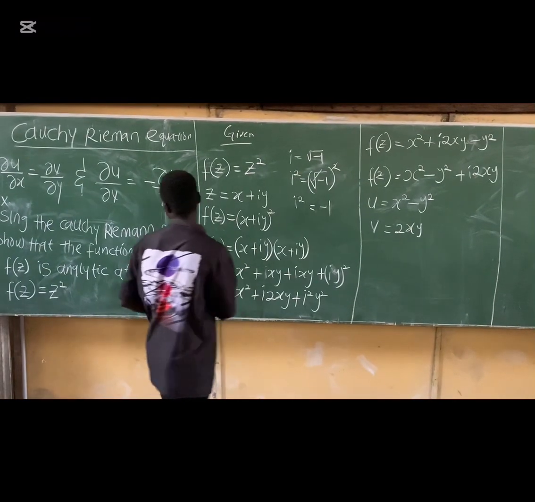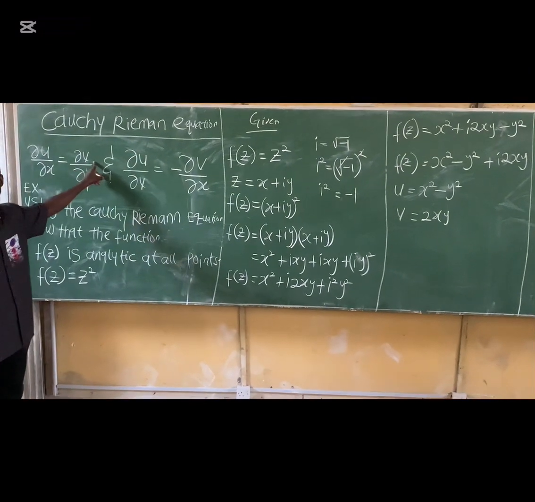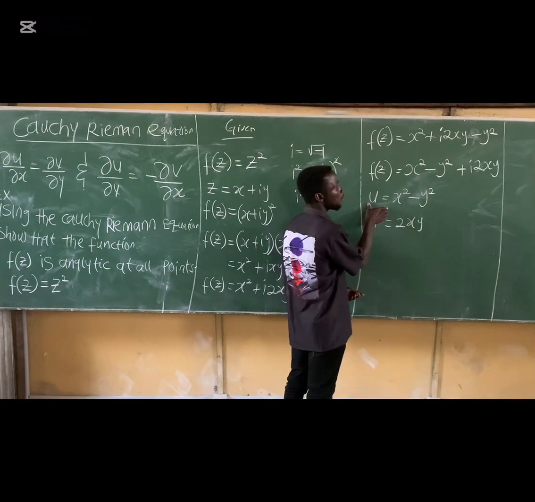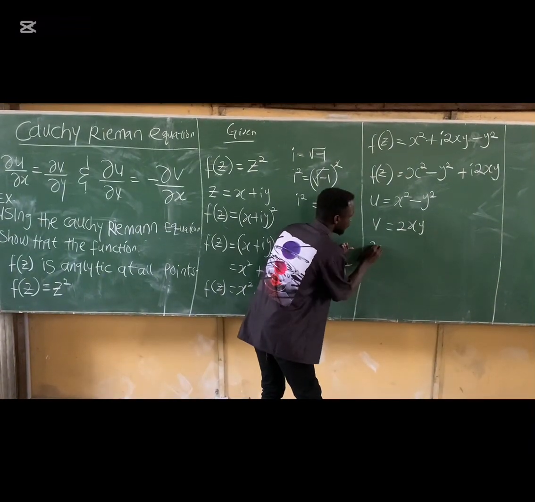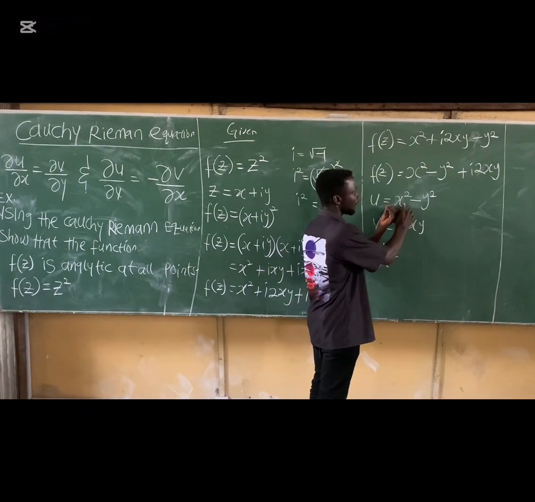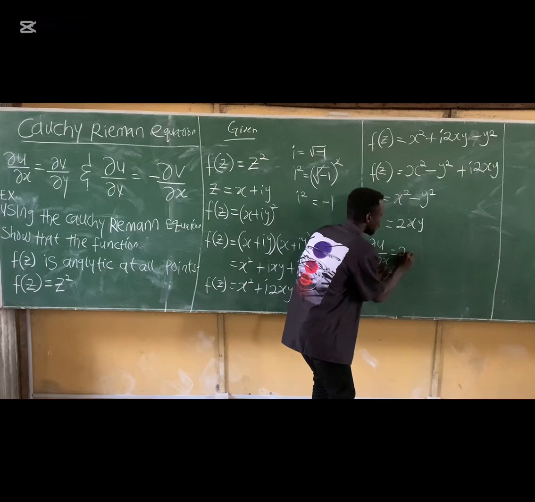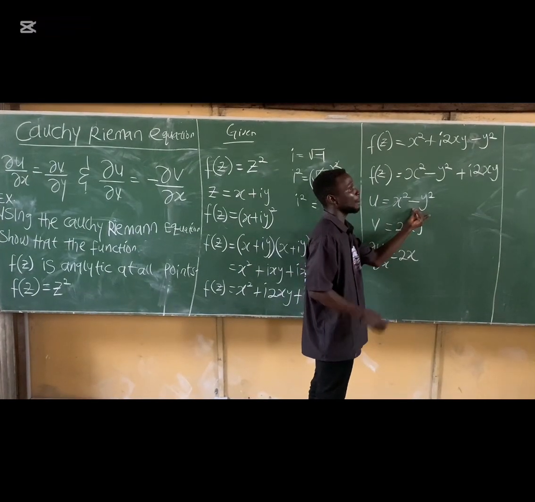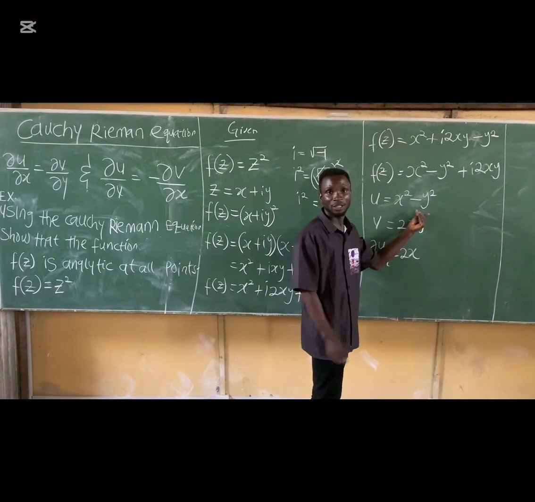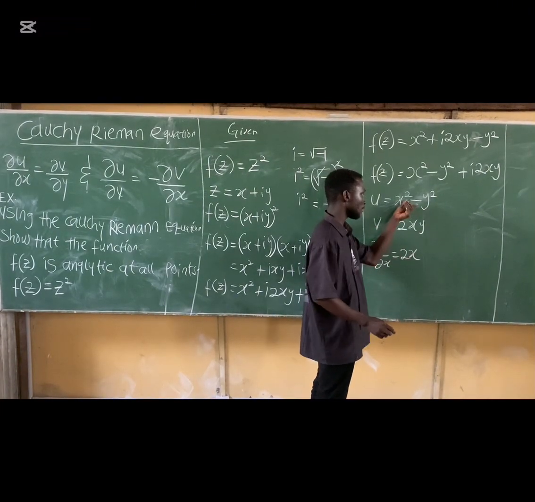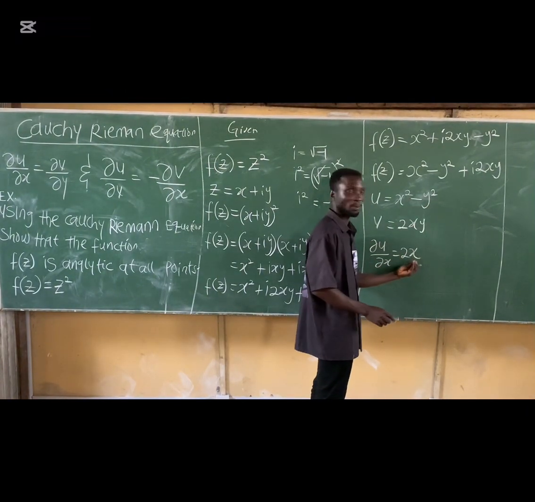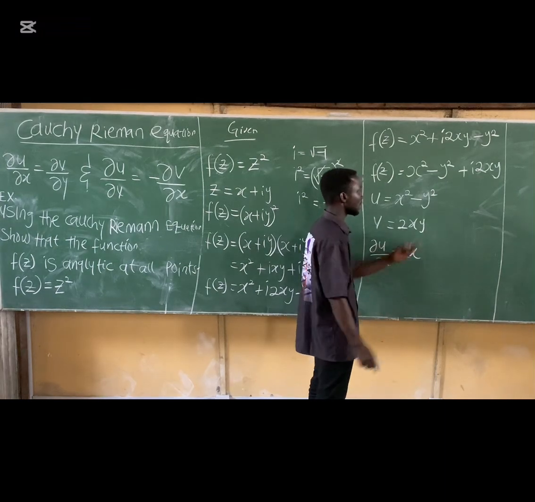So remember Cauchy-Riemann said that du dx is equal to dv dy. So let's get our du dx. Differentiate u with respect to x. If you differentiate x squared, we have 2x. Differentiate y squared here, remember when you differentiate with respect to x, y becomes a constant, and when you differentiate a constant, you have 0. So instead of writing that as well, you can simply write 2x. So our du dx is equal to 2x.